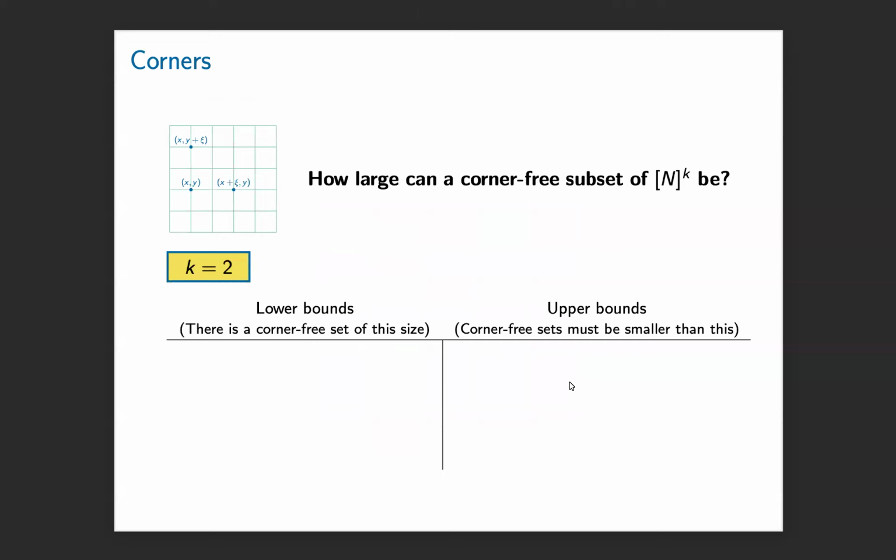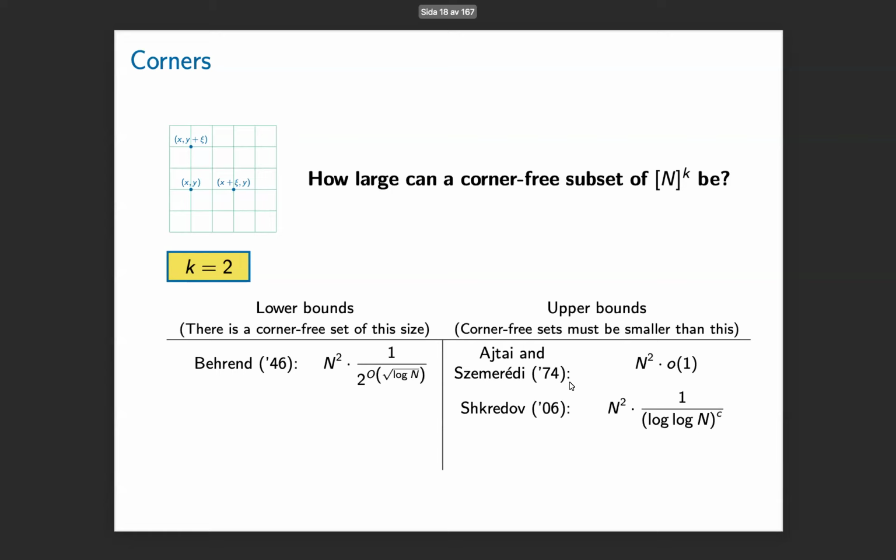For the first interesting case, which is k equals 2, it turns out that we can adapt Behrend's construction in a way that we'll see later in this talk to give a set of the same density that is corner-free. And on the other hand, upper bounds are very hard to come by. Ajtai and Szemerédi showed sort of the analog of Szemerédi's theorem. And the best that I know of is this result by Shkredov in 2006, showing this relatively very weak upper bound.